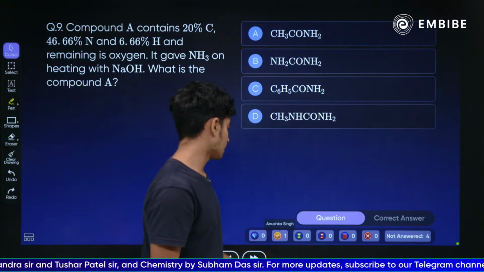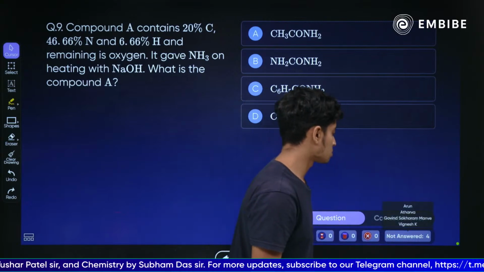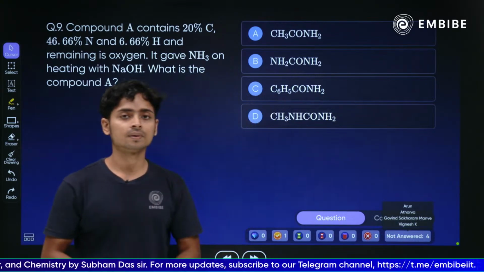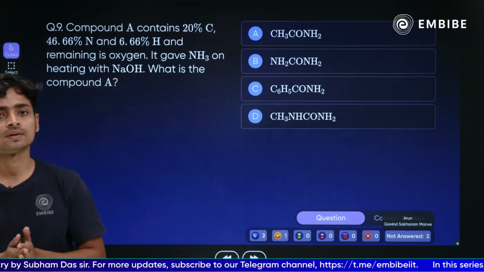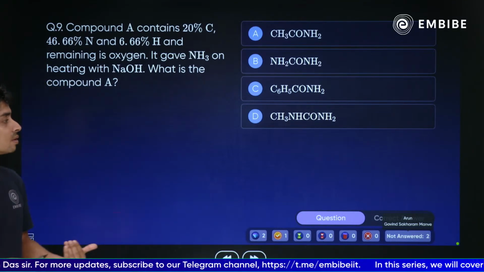Already one person got it right. Anushka got it right. So that's good, Anushka. Vignesh, Govind, Athar, please try to attempt. So find the empirical formula.